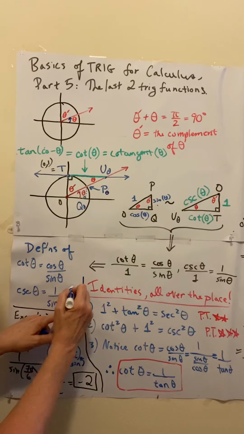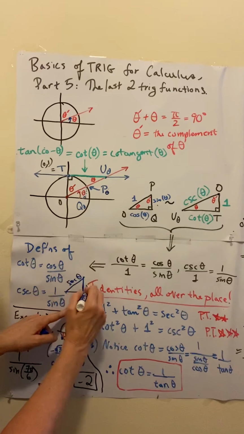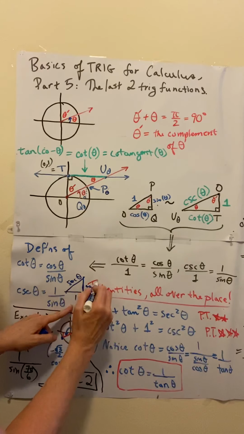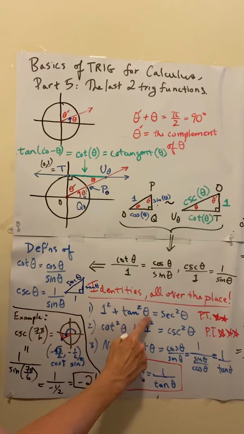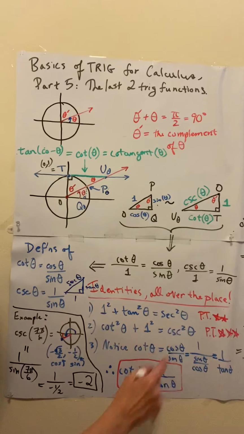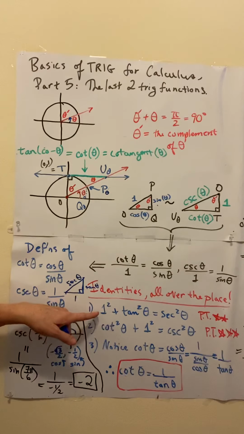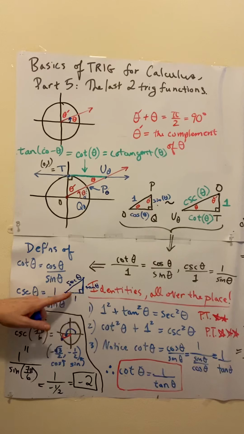So we had a 1, we had a secant of theta here, we had a tangent of theta over here, and that's a right triangle. So 1 squared plus tangent squared is equal to secant squared. That's called the second Pythagorean identity. Application of the Pythagorean theorem to this triangle.